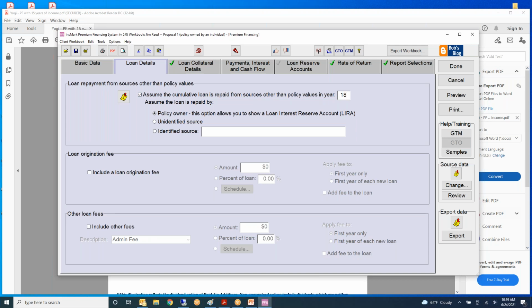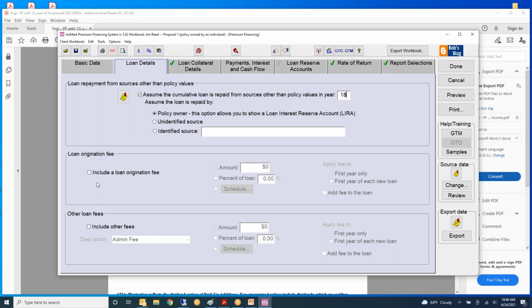So you need to type in the year, okay? This is the timing of the payback of the loan. And where is this money coming from? From policy owner. You need to check this to activate this input tab, okay? So you check this box and you select this one. The money is going to be coming from policy owner, his own funds. Okay, so this is under loan details.